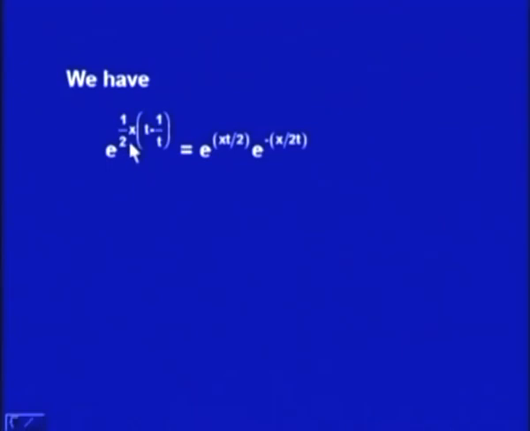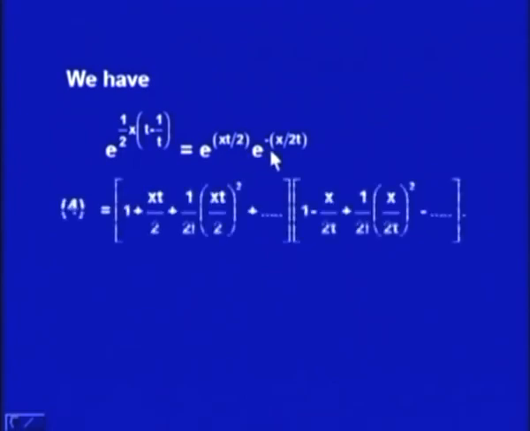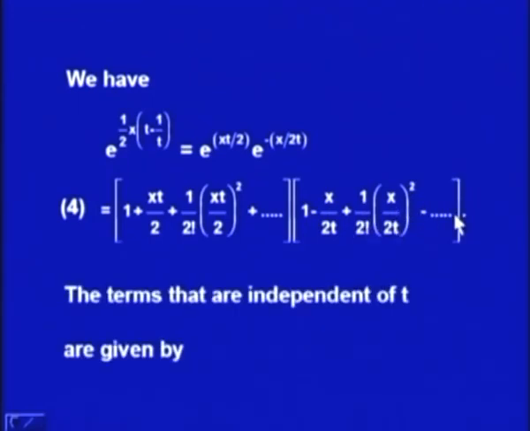We can write e to the power (x/2)(t minus t to the power minus 1) equal to e to the power xt/2 into e to the power minus x/(2t). Let us then put the Maclaurin series expansions of e to the power xt/2 and e to the power minus x/(2t) to have the right hand side as 1 plus xt/2 plus 1 by 2 factorial (xt/2) whole square and so on, and then 1 minus x/(2t) plus 1 by 2 factorial (x/(2t)) whole square and so on.